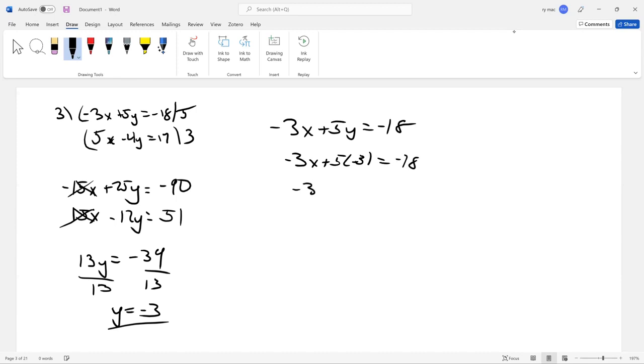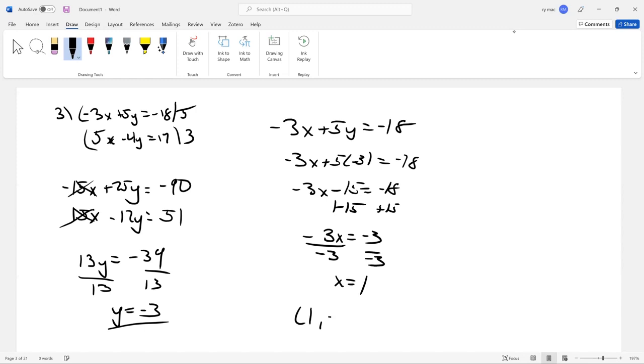So I get negative 3x minus 15 is equal to negative 18. Add 15, add 15. Negative 3x is equal to negative 3. So dividing by negative 3 on both sides, I get that x is equal to 1. So that makes my solution 1 comma negative 3.